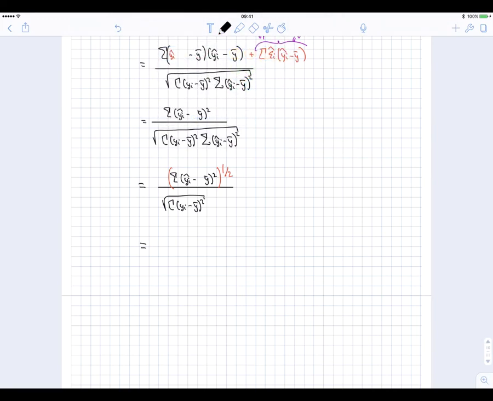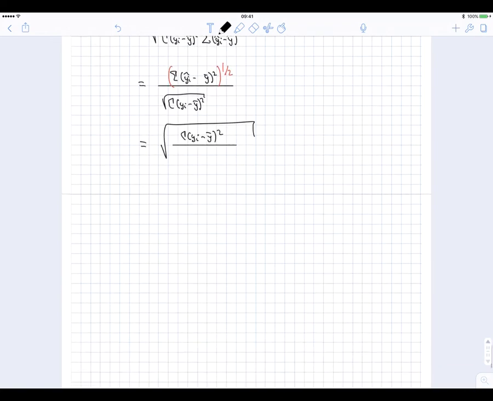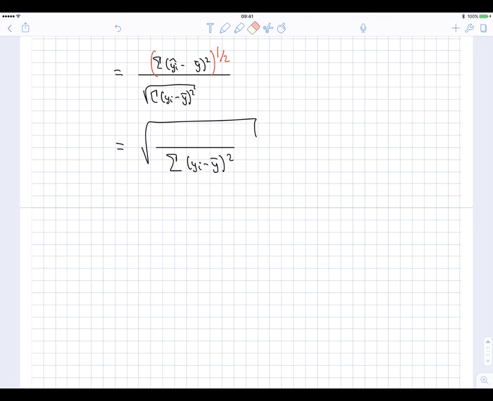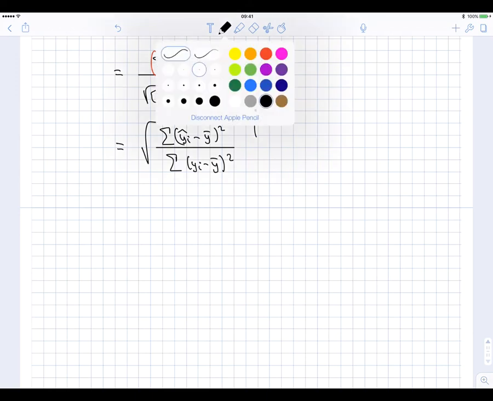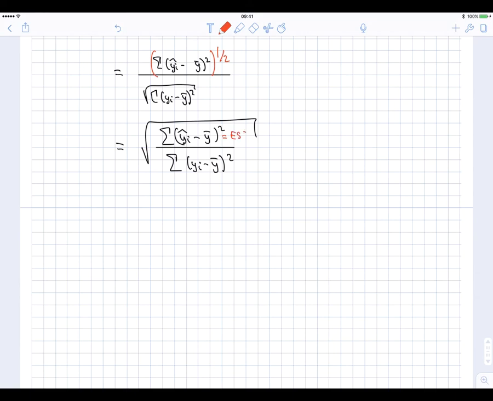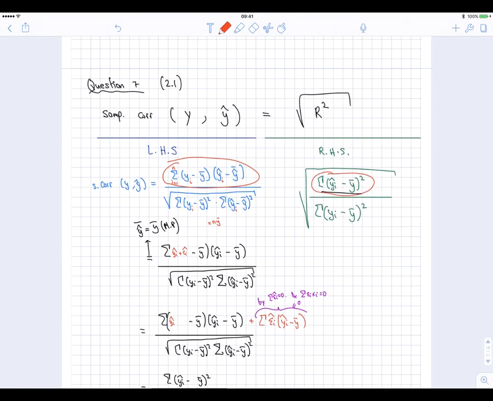So what do I have? I have the square root of the sum of yi hat minus y bar squared over the sum of yi minus y bar squared. This is a hat here, right? Let's not forget the hat. Let me just make this a little bit neater. But what's on the inside? This thing here is the explained sum of squares. This thing here is the total sum of squares. So what do we have? Exactly the right hand side. I proved it. I went from the left hand side to the right hand side.